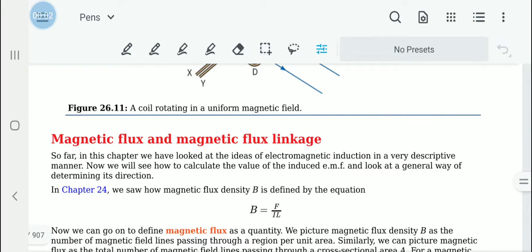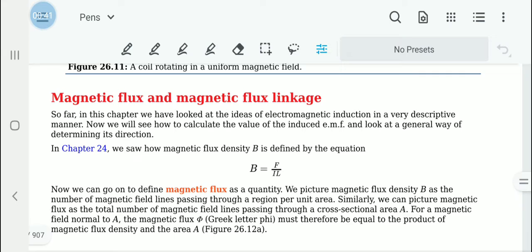Physics chapter 26 theory video 3: magnetic flux and magnetic flux linkage is what we are talking about. So you have understood what magnetic flux density is. Now, how electromagnetic induction is related, and how the electric field and the magnetic field interfere, is what we have figured out so far. Now how are we going to get the value of the EMF that has been generated as a result is what we are going to figure out using the equation.